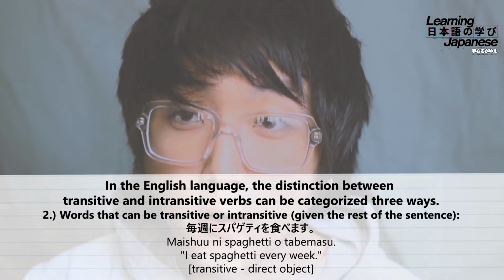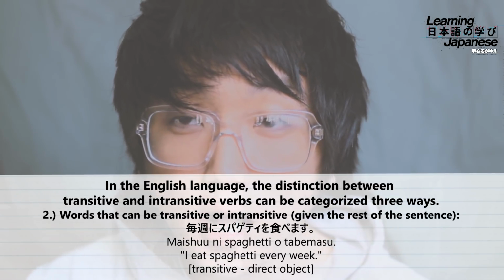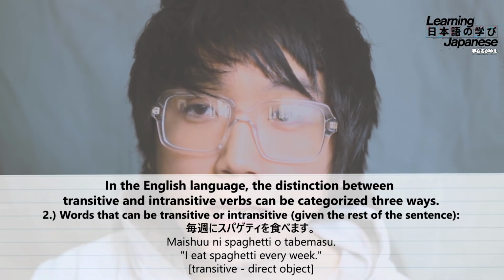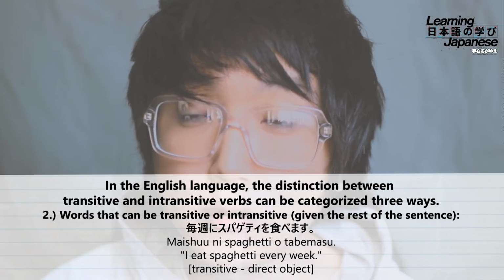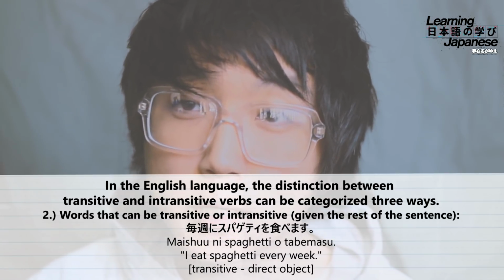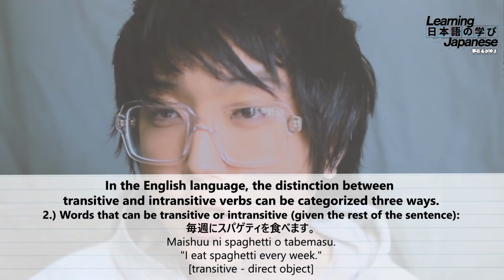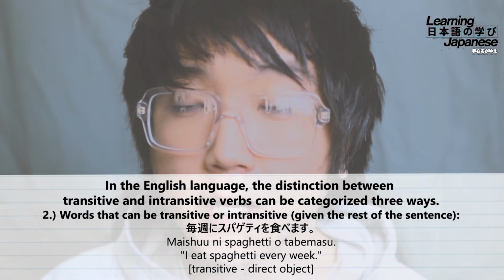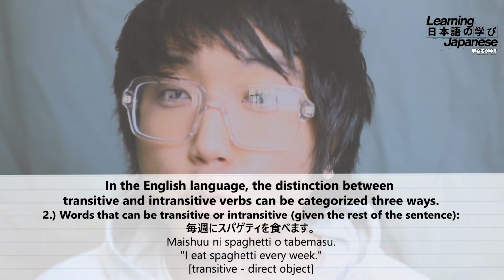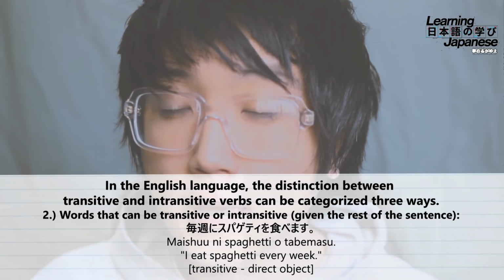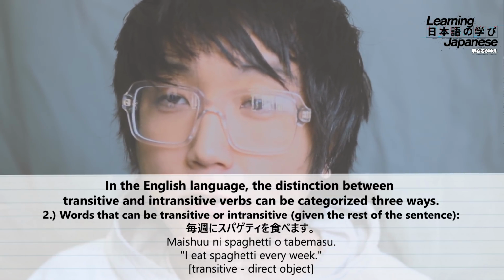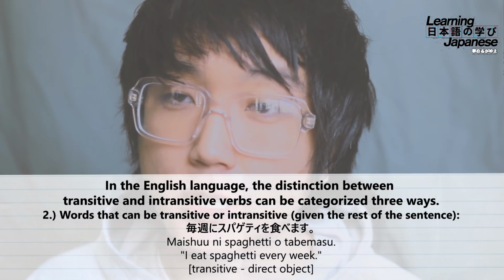Words that can be both intransitive and transitive depending on the context. Maishu ni spaghetti o tabemasu. I eat spaghetti every week. That's using taberu, to eat, as a transitive verb because you're saying what you eat, the spaghetti. So what do we have here? We have first the word maishu, which is going to translate to every week. Mai means every, shu is just week. We have the particle ni marking it as a time. Then we have the word spaghetti, and this is going to translate to spaghetti.